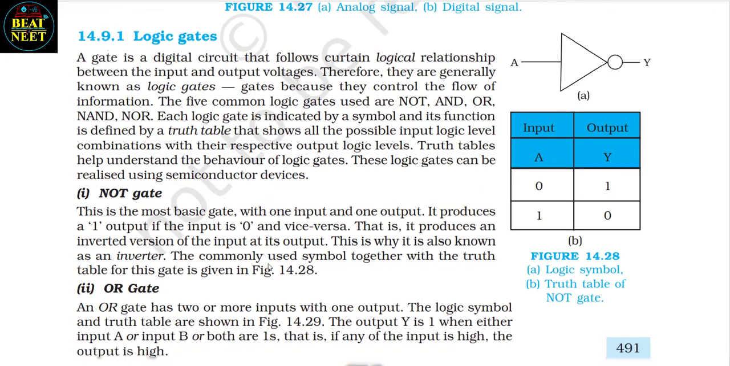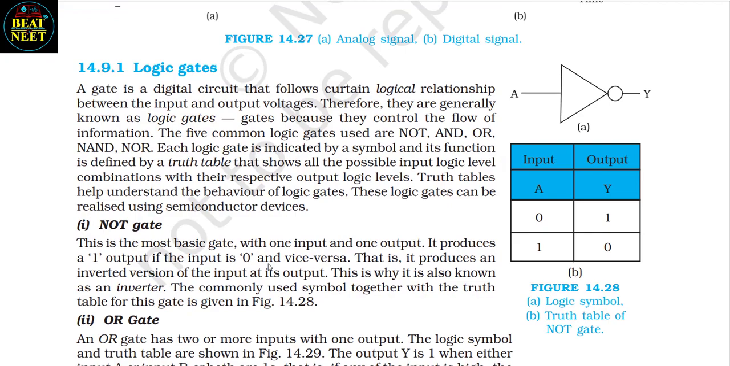14.9.1 Logic gates. A gate is a digital circuit that follows certain logical relationship between the input and output voltages. Therefore, they are generally known as logic gates, gates because they control the flow of information. The 5 common logic gates used are NOT, AND, OR, NAND, NOR.